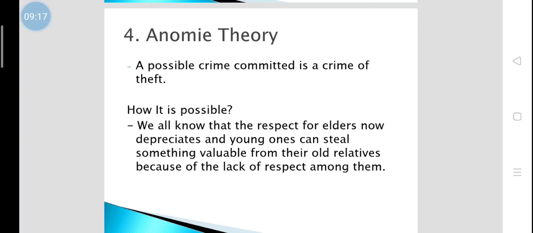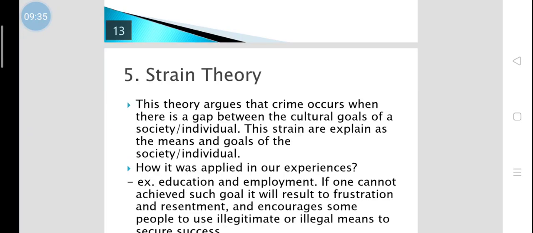You have to prove that this theory might be wrong. You prove that you possess the so-called discipline within you. Kaya wag niyong niloloko yung mga elders natin, especially grandparents.